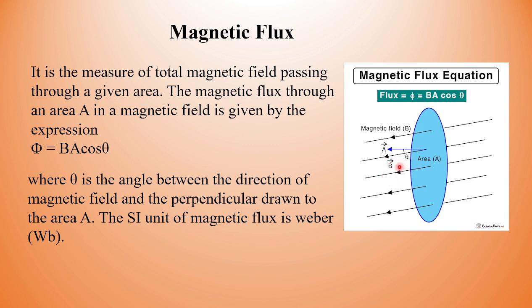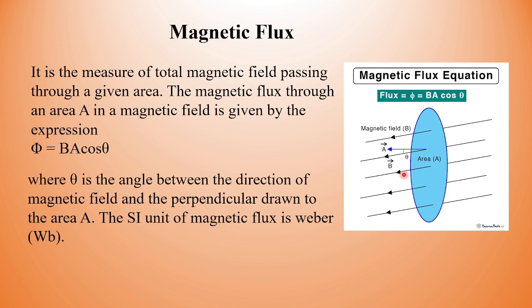B is the magnitude of the magnetic field and A is the area. The direction of the area is represented by a line perpendicular to the surface. This makes an angle with the direction of the magnetic field. Suppose theta is the angle between the direction of the magnetic field and the perpendicular drawn to the area, then phi equals B A cos theta. That is the magnetic flux, the total magnetic field.